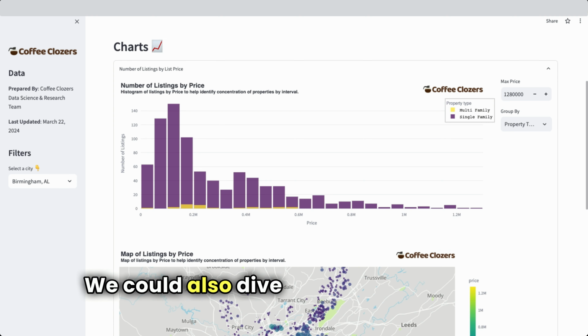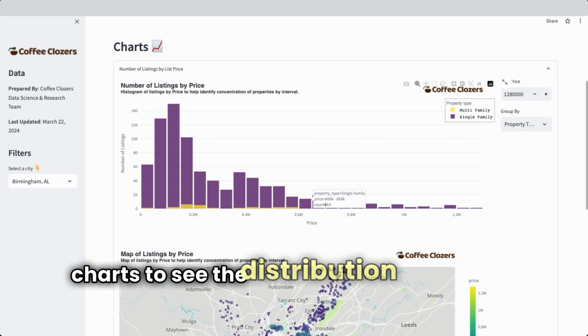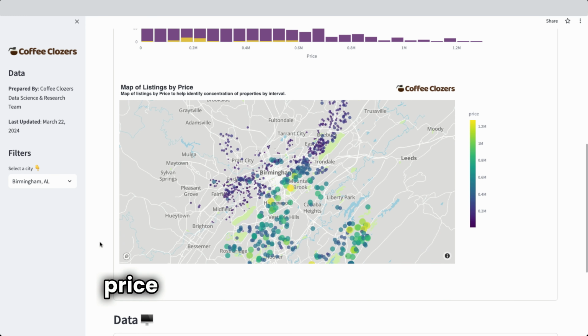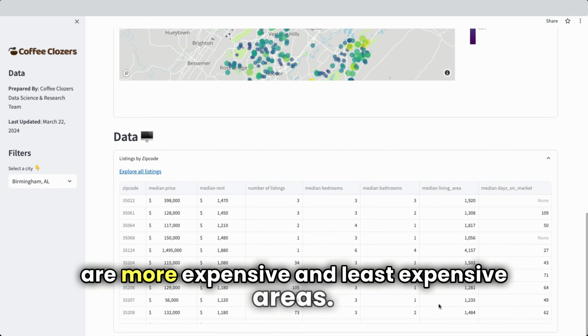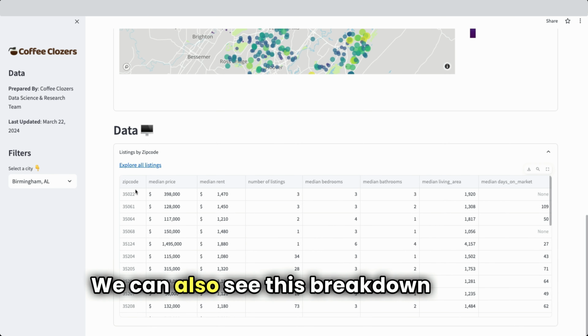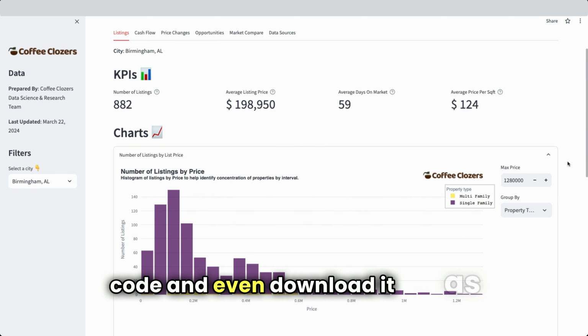We could also dive deeper by looking at charts to see the distribution of properties by price, as well as visuals to see where are more expensive and least expensive areas. We can also see this breakdown by zip code and even download it as well.